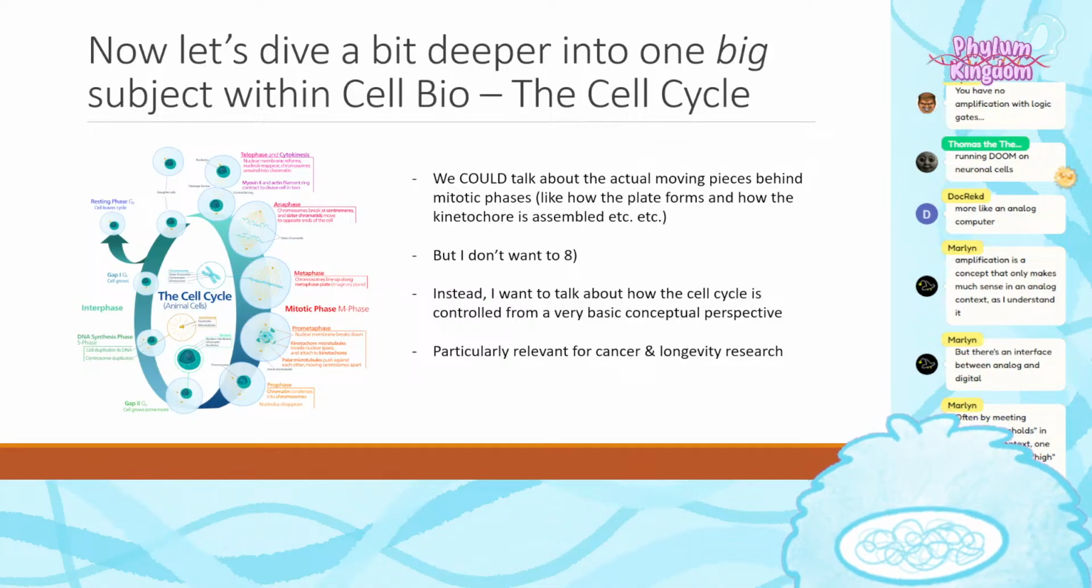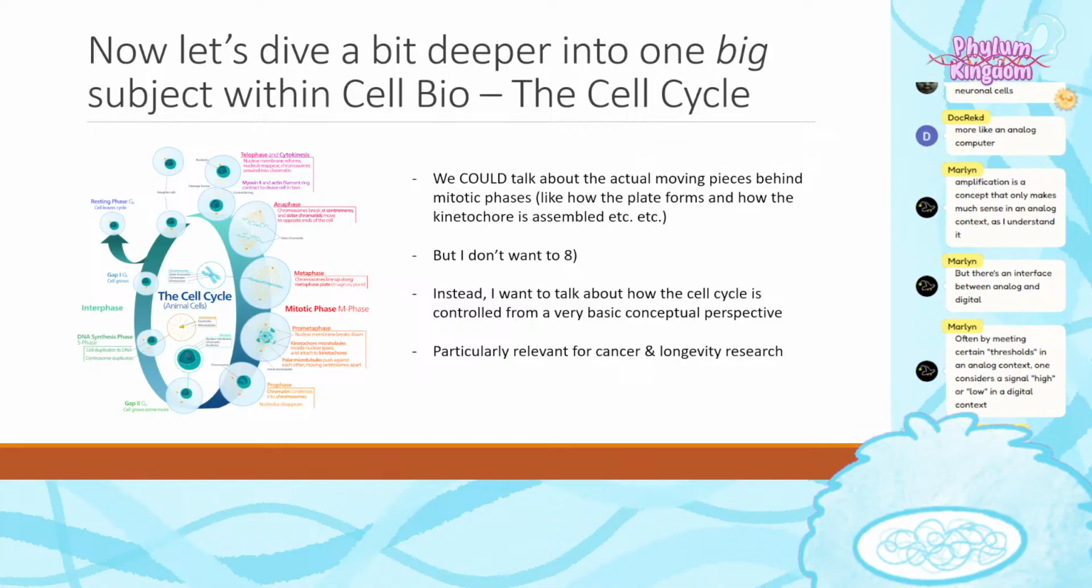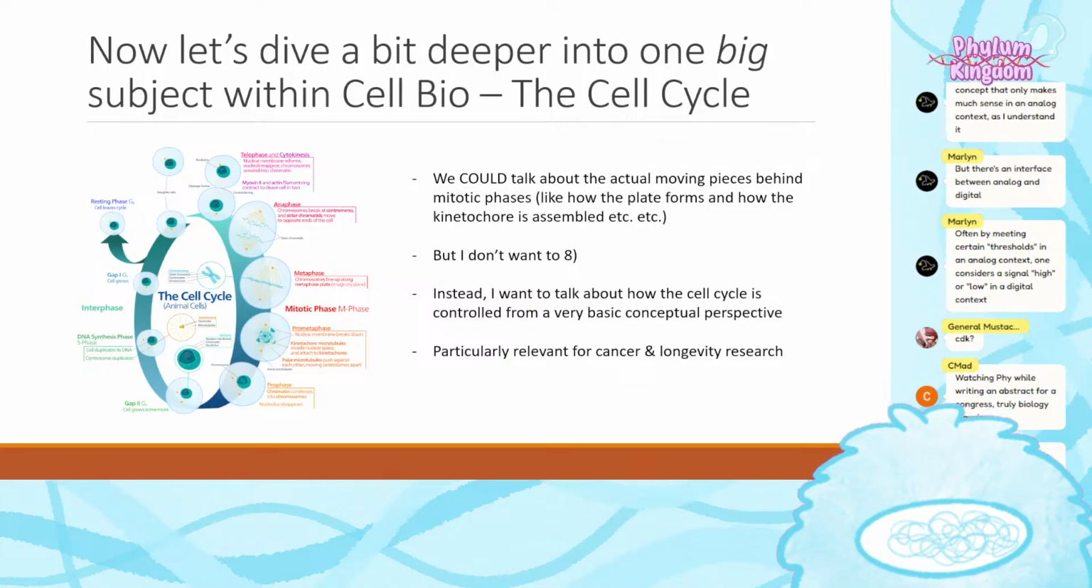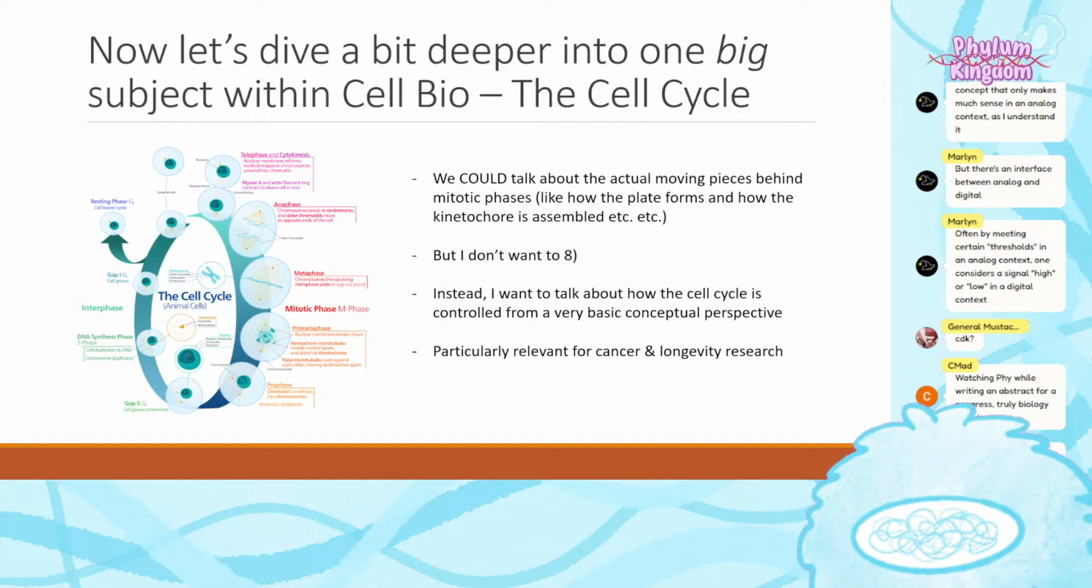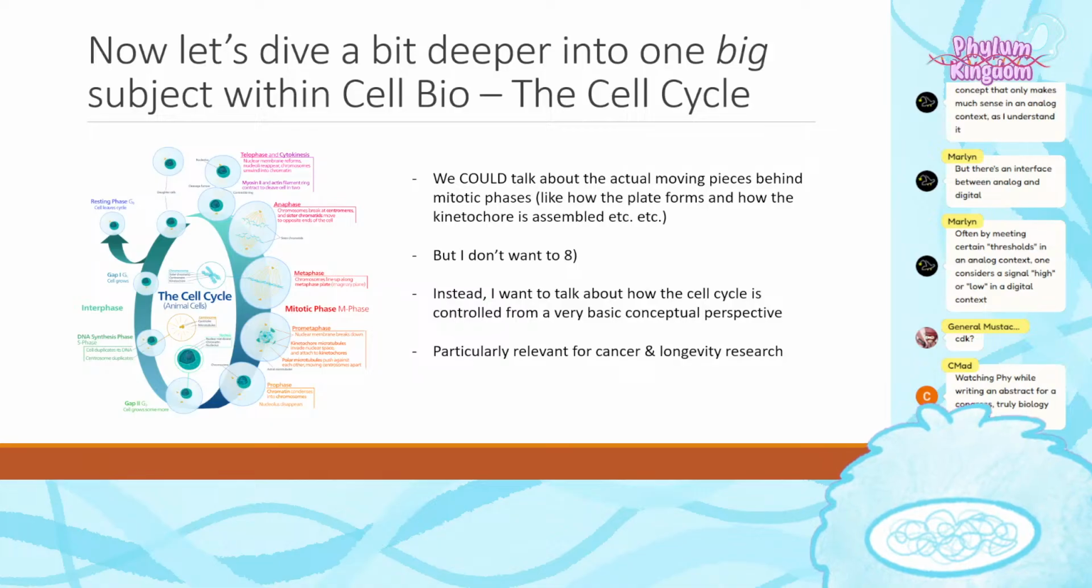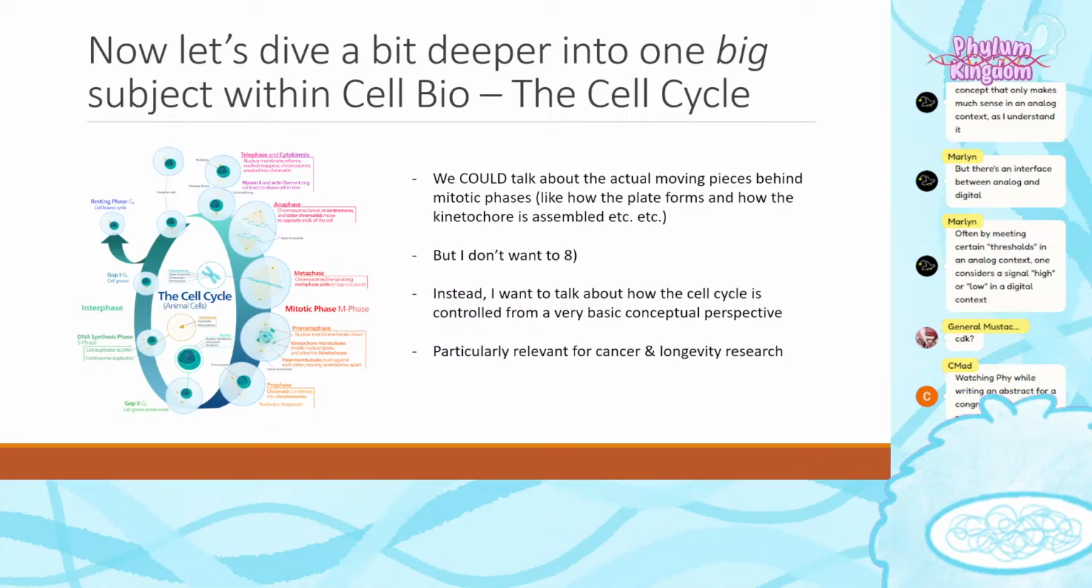But instead of talking about how the cell cycle works, I would rather talk about how it is regulated. When is a cell allowed to do this? Because I think if you are digging down into interesting research problems like longevity and cancer, this is really, really important for you to understand.